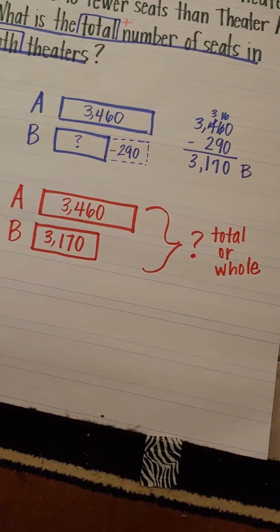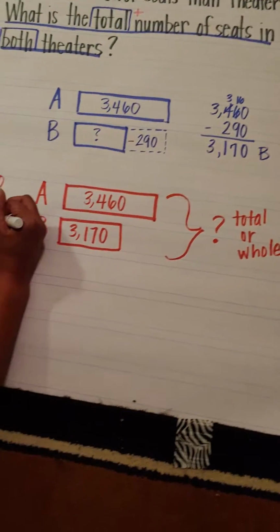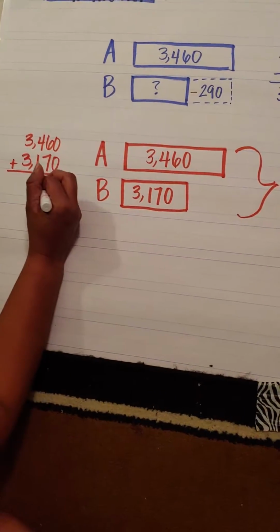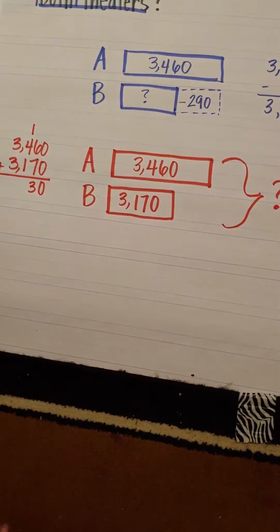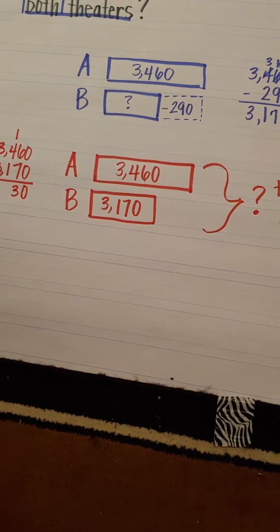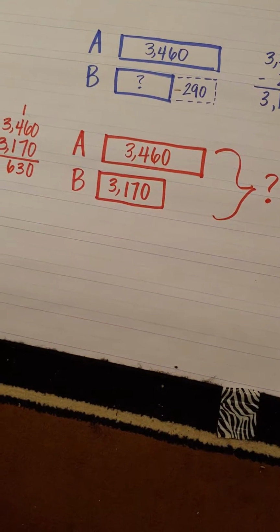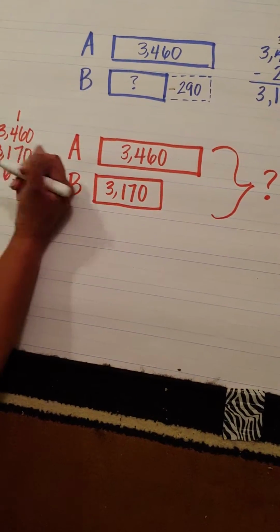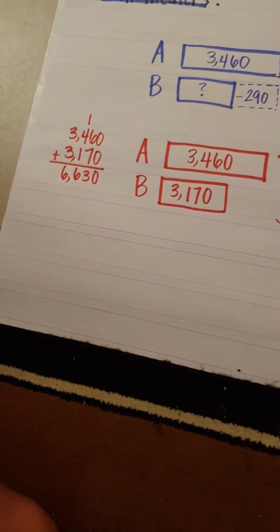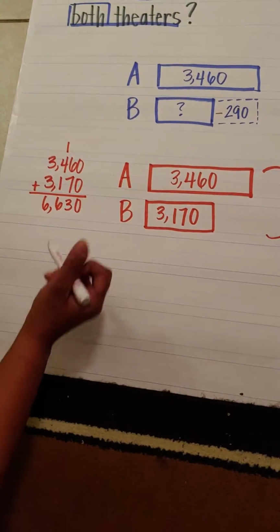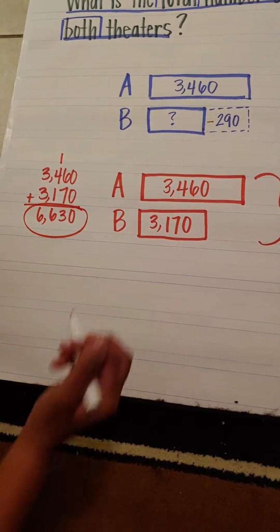Okay, so 0 plus 0 is 0. 6 plus 7 is 13. 1 plus 4 plus 1 is 6. And 3 plus 3 is 6. So our answer, the total number of seats in both theaters, is 6,630.